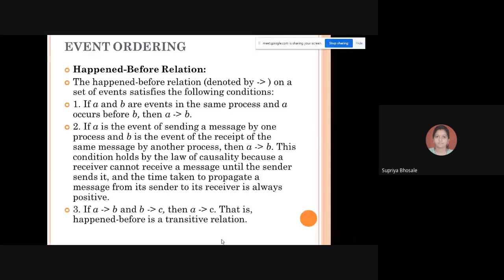This condition holds by the law of causality because a receiver cannot receive a message until the sender sends it. And the time taken to propagate a message from its sender to its receiver is always positive. Time कधी सुद्धा आपण negative condition मध्ये टाकत नाही. So in this way we are making it A implies B. And third condition, if A implies B and B implies C, then A implies C. That is, the happened before is a transitive relation as well.